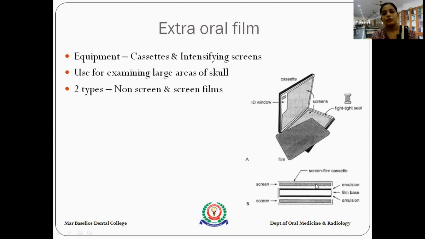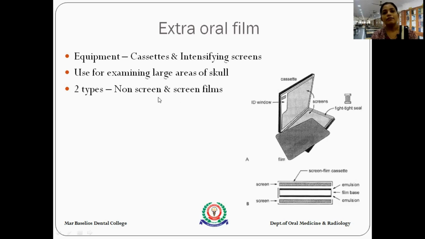And outside that you have the screen. That screen becomes a part of this cassette, not the film. So this is a cross-sectional image of the X-ray film which is used in extraoral radiography. So the equipment used for extraoral radiography involves a cassette and the intensifying screen. That's again a separate topic.